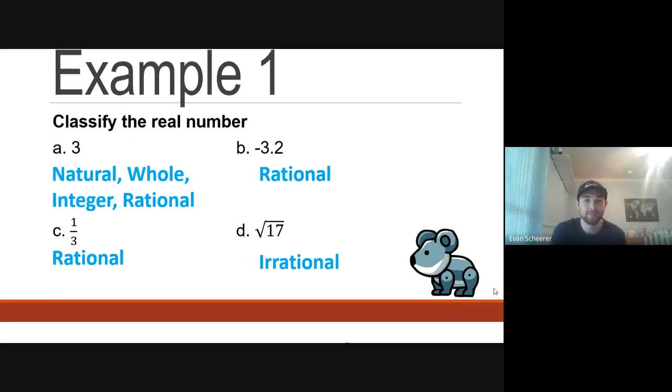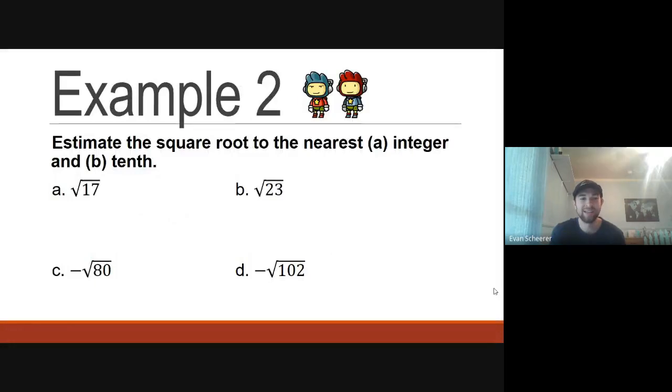Example 2, estimate the square roots to the nearest integer and to the nearest tenth. So square root of 17. Now that's going to be in between, let's see, square root of 16 and square root of 25, right? That's the way I look at it.